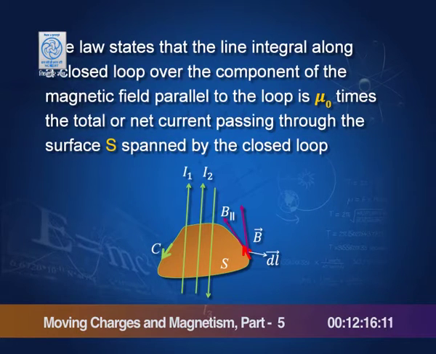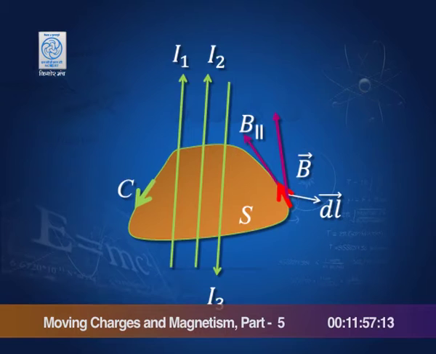The law states that the line integral along a closed loop over the component of magnetic field parallel to the loop is μ0 times the total or net current passing through the surface S spanned by the closed loop. Let me explain. I have a loop C here, I have a loop here.